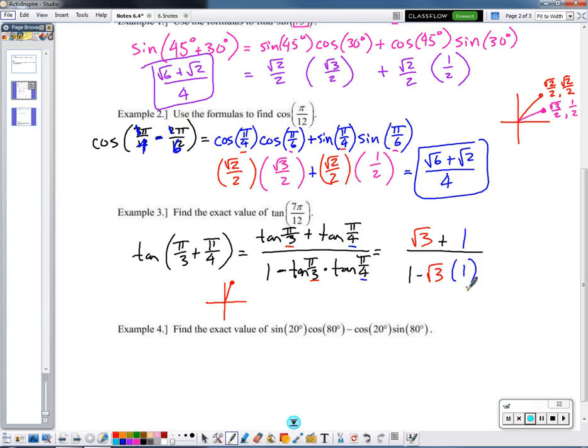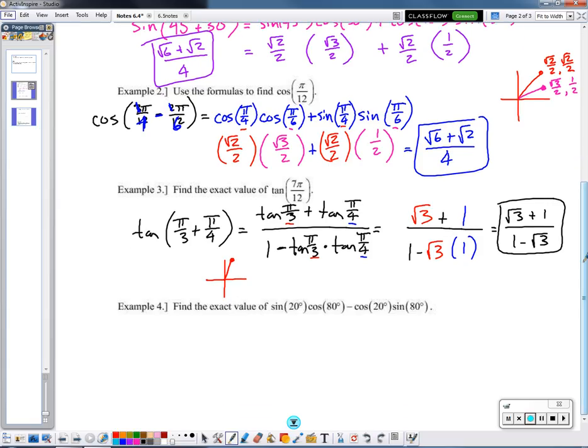Again, simplifying this isn't very hard, and we don't have to go very far either. We can just go ahead and leave this as square root of 3 plus 1 all over 1 minus the square root of 3. I could multiply by the conjugate to simplify that a little further and get maybe a monomial denominator. But at this point, with what we're trying to do, that's fine enough. Really, what I want to work on is using the formula, and then plugging in values to find the exact value.